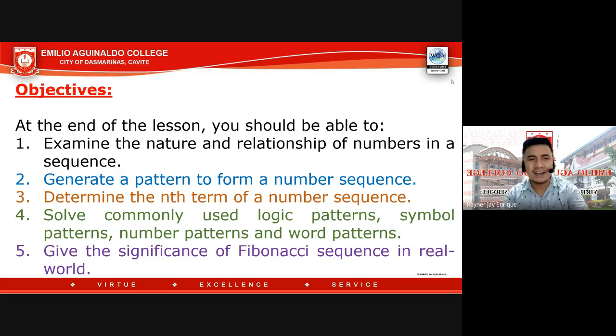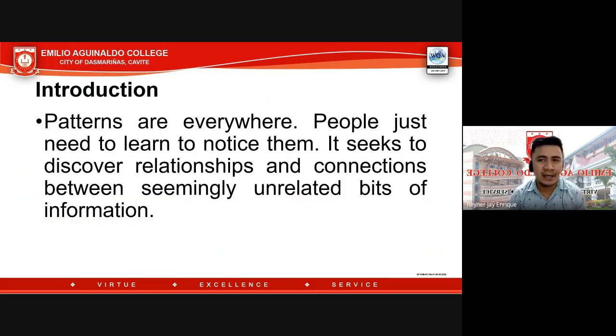Now, let's have our introduction for this topic. Since the major topic is all about patterns, let us define patterns, or let us have some knowledge about patterns. According to this, patterns are everywhere. People just need to learn to notice them. We can see them everywhere as we walk down the streets. We can see lots of patterns. And even if we are just inside our house, we can see many patterns. We just have to appreciate them. And we're going to use mathematics to somehow appreciate these patterns.